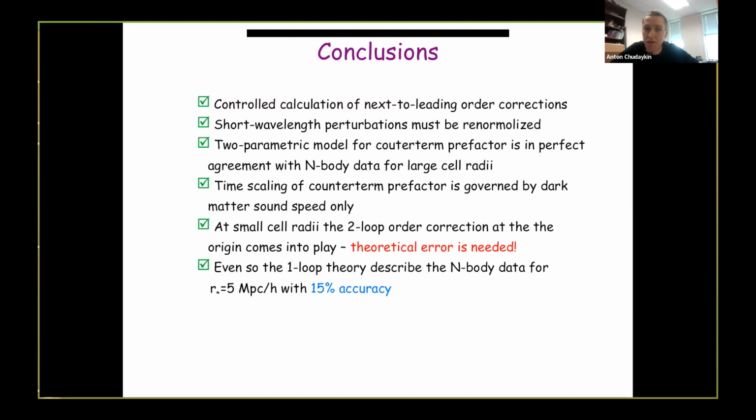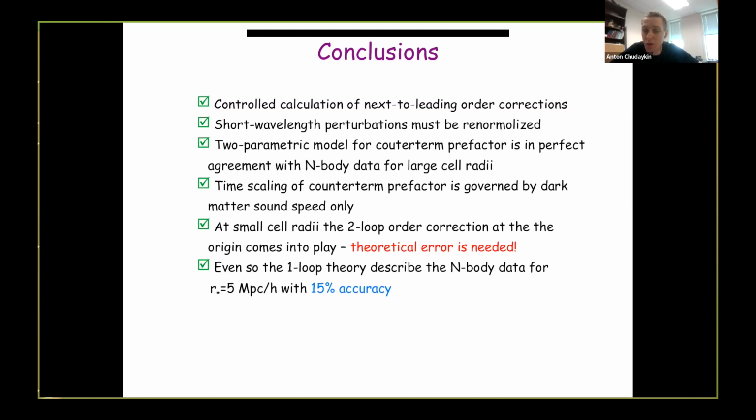and we suggest 2 model parameters for this. And we reveal that these 2 model parameters describe the data perfectly for large cell radii, but for small cell radii, we found evidence for nonlinear correction, higher order loop correction, 2 loop, or even higher, which is missed in our model.